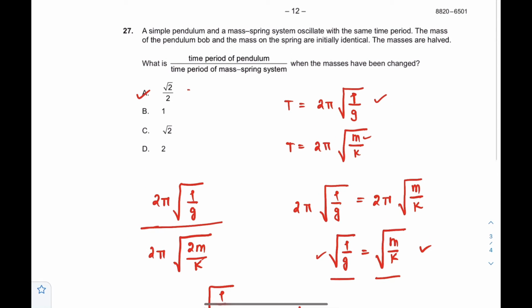Because if you just see, root 2 by 2 is nothing but 1 by root 2. You divide both sides by root 2. So that means the question number 27, the answer is option number A.